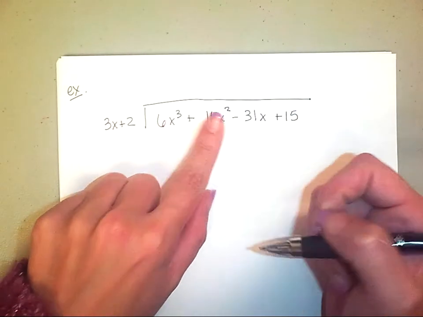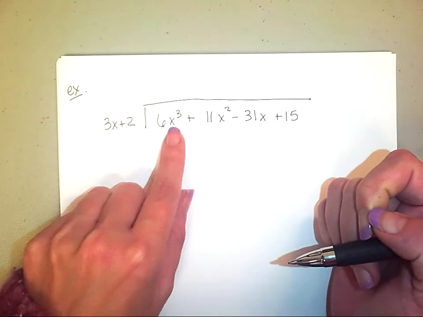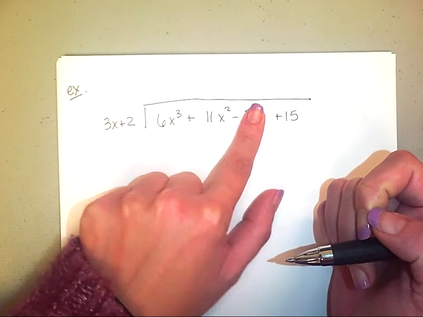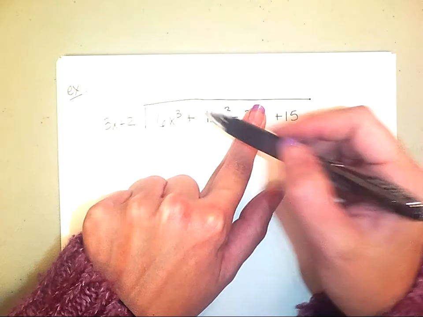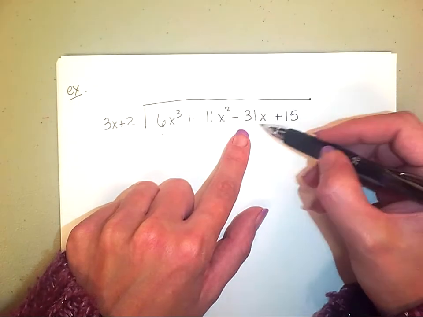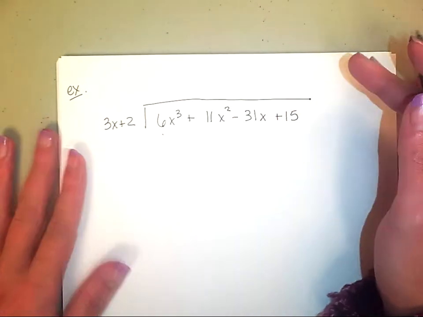Now notice I've written this in descending order and that every power of x is represented. So if I didn't have the x here, like if it was just 6x cubed plus 11x squared plus 15, I would want to add a 0x in here just to help us stay organized.